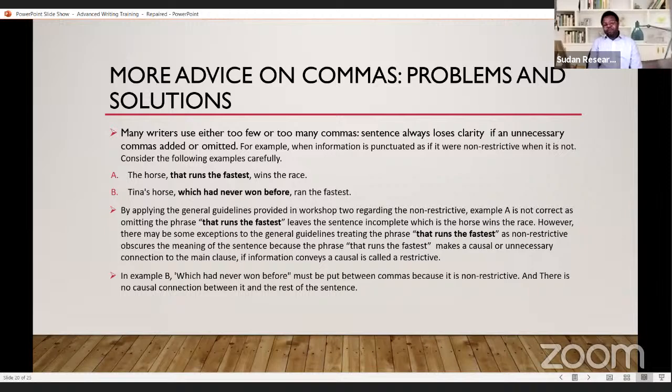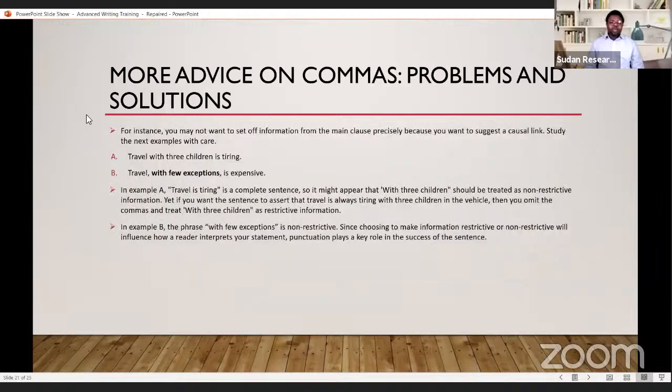If information conveys a causal connection, it is called restrictive. In English it is called restrictive, not non-restrictive. Example B, we say it is non-restrictive and the comma use is okay. Whereas in example A, it's not okay. So we have more examples as well for this one.